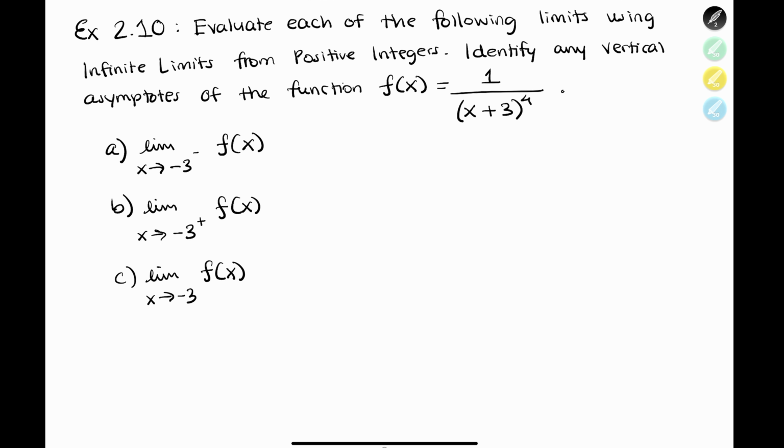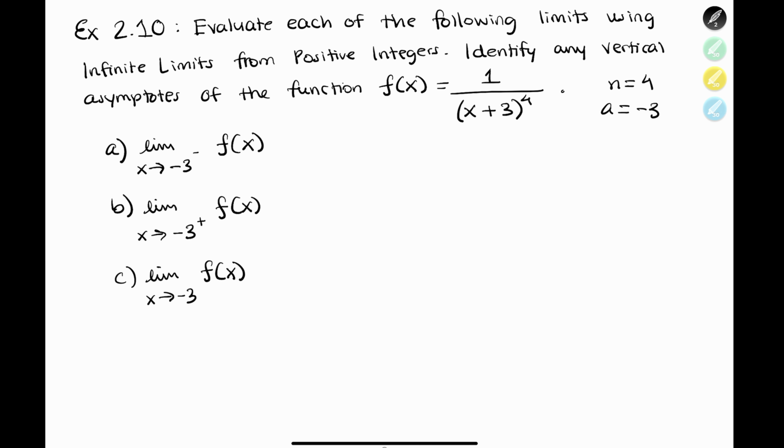Now let's look at example 2.10. It says to evaluate each of the following limits using infinite limits from positive integers, and identify any vertical asymptotes of the function f of x is equal to 1 over (x plus 3) to the power of 4. Notice that this function is in the form f of x is equal to 1 over (x minus a) to the power of n. So n in this case is equal to 4 and a is equal to negative 3. So let's erase this.